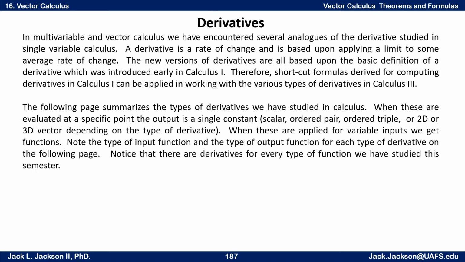With these, when these are evaluated at a specific point, the output is a single constant. Now that might be a single scalar, an ordered pair of real numbers, an ordered triple, or a 2D or 3D vector, depending on what type of derivative we're talking about. But when you apply these for variable inputs, then we actually get functions for the output. And notice that the type of input function and output function for each type of derivative is given on the following page. It lines up with some of the different kinds of functions we were looking at earlier. And notice there are derivatives for basically every kind of function that we've talked about all semester.